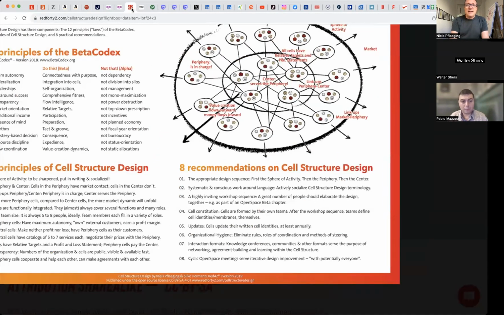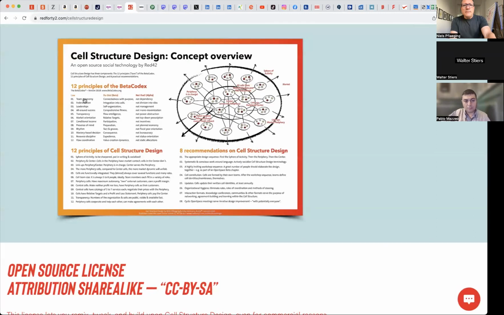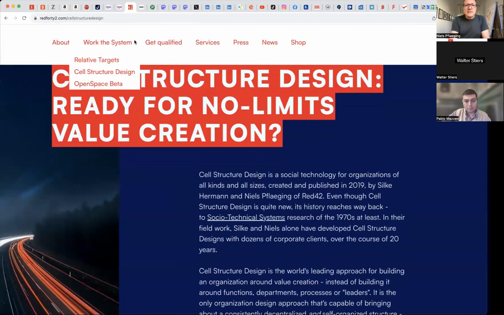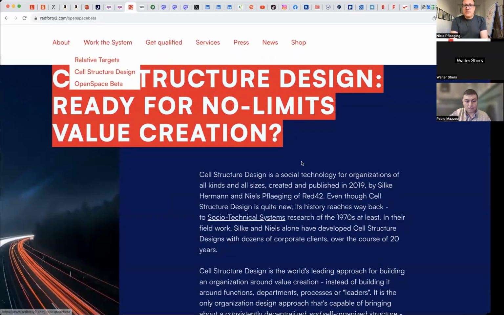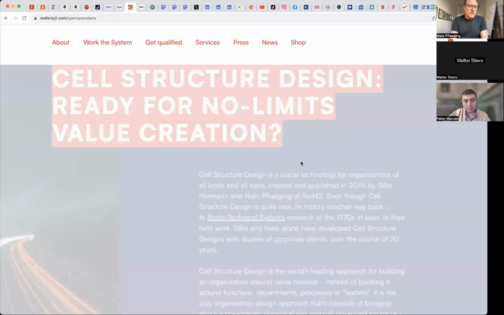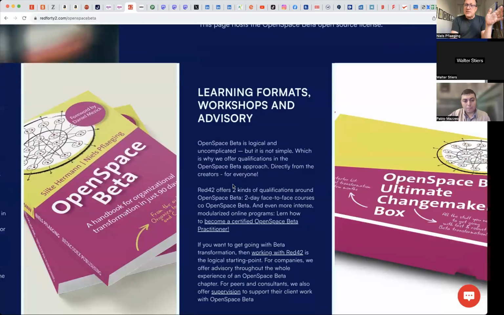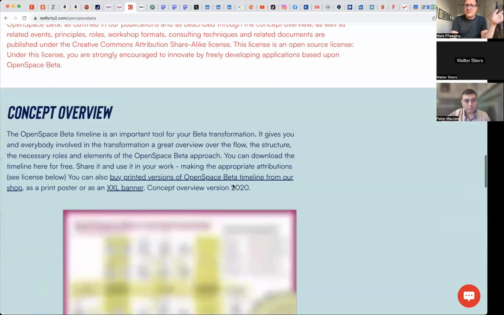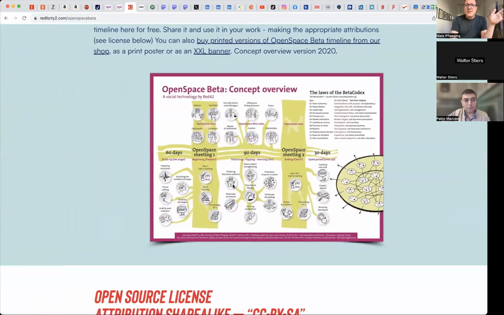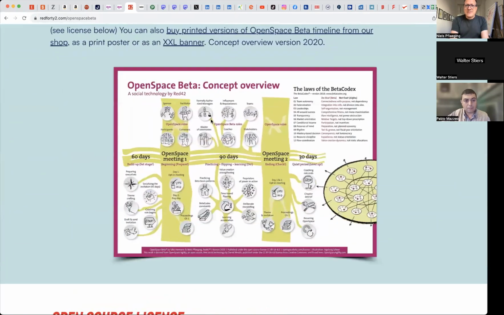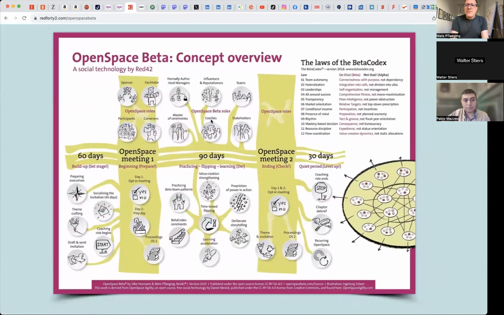All right. I can go to that page just to show you briefly what that is. I will go up here. It's on the same website. It's another social technology that we developed and published in 2018. So you might take a look at this. Open space beta, that's a way. It's also an open source social technology, just like self-structured design. Here's the concept overview for this open space beta stuff. And this is a way of transforming any organization in 90 days. Take a look. This is the best, fastest way to get a self-structured design done.